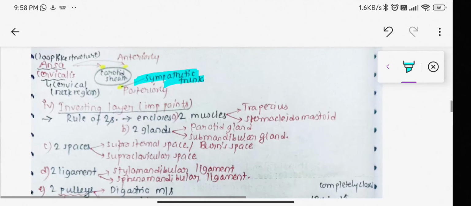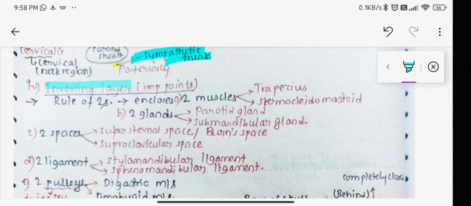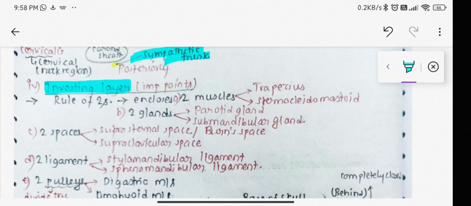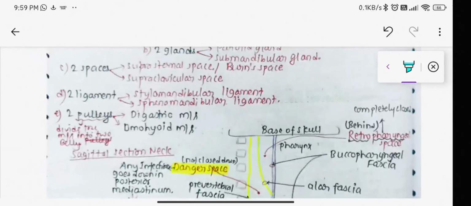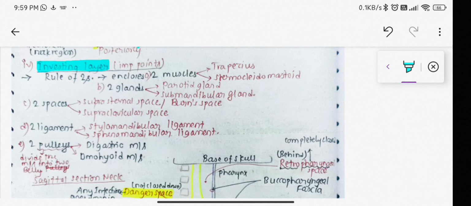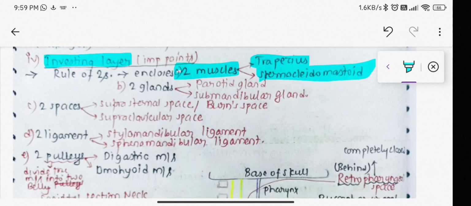Okay, now the fourth modification of the deep cervical fascia is the investing layer. This investing layer encloses muscles, glands, spaces, ligaments, and pulleys, and it encloses these things in twos. For example, it encloses two muscles. What are the two muscles it includes? It includes the trapezius muscle and the sternocleidomastoid muscle. I have already shown you in the diagram. So the two muscles are the trapezius muscle and sternocleidomastoid muscle.